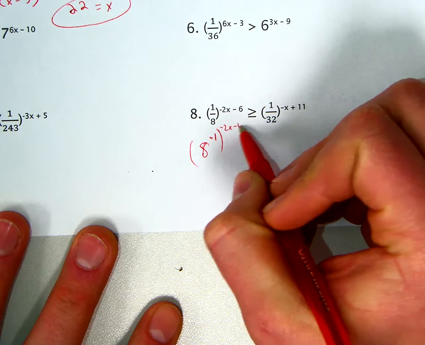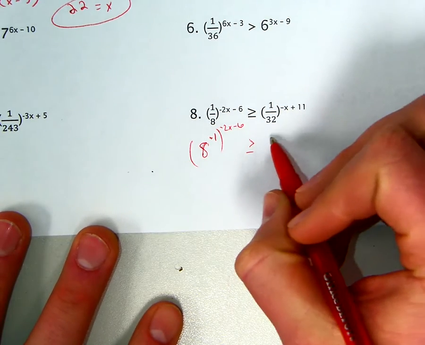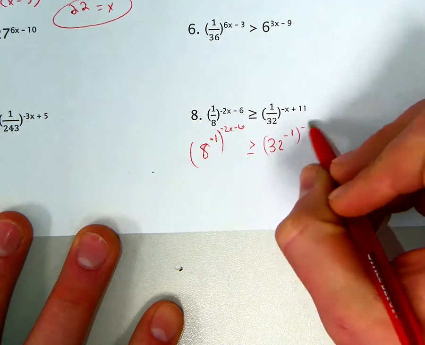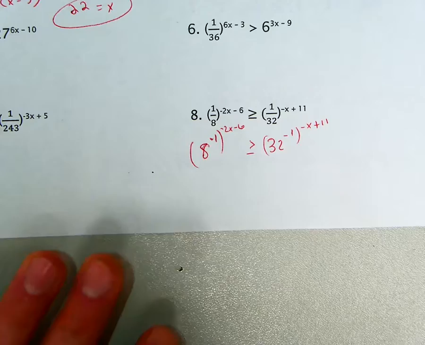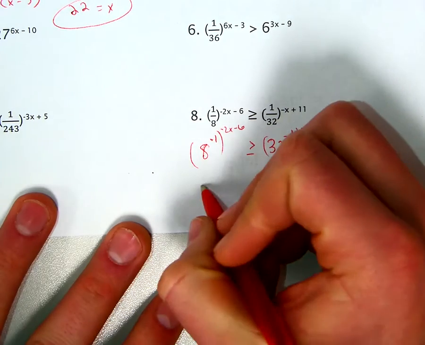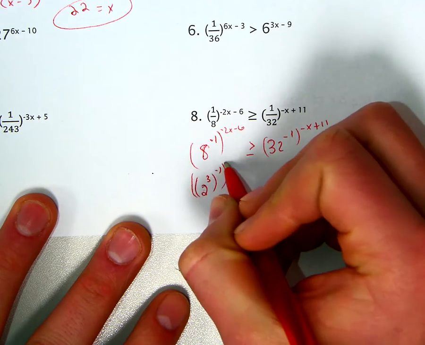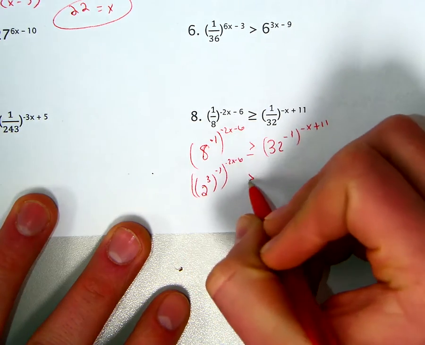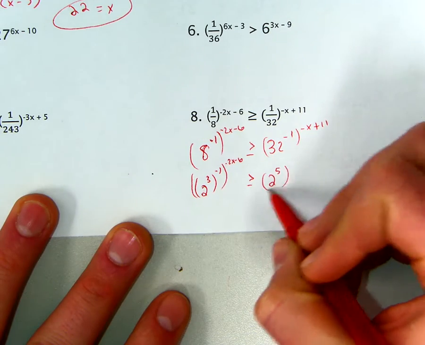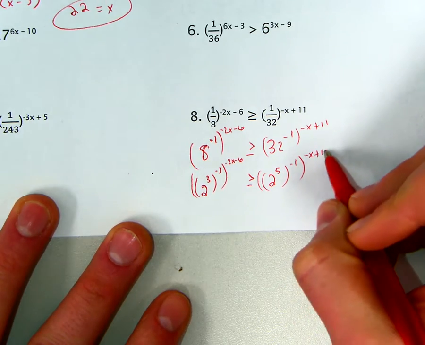So we have negative 2x minus 6. Then we have the less than or equal to, or greater than or equal to, and then 32 to the negative first, the negative x plus 11. This is going to be a long problem because now we have to break these down into same bases. So you have 2 to the third to the negative first to the negative 2x minus 6 is greater than or equal to 2 to the fifth to the negative first to the negative x plus 11.